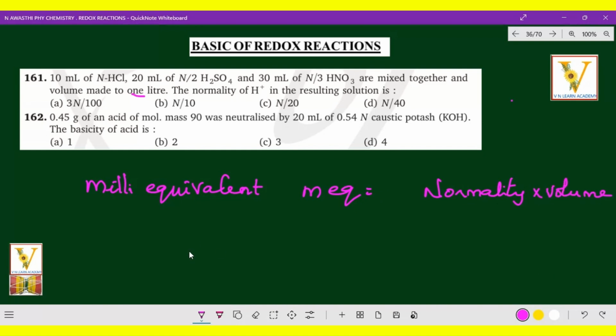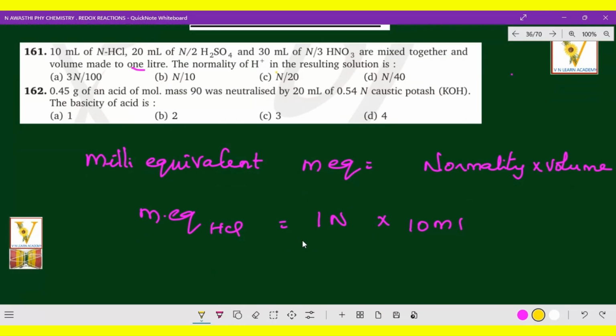Now the milli equivalent of HCl equals 1 N into 10 ml, right? That is what is mentioned: 10 ml, 20 ml, 30 ml. Milli equivalent equals normality into volume. So you multiply 1 N into 10 ml, 2 N into 20 ml, and so on. Here N by 2 is mentioned, that means half. So for HCl it is 1 N into 10 ml.